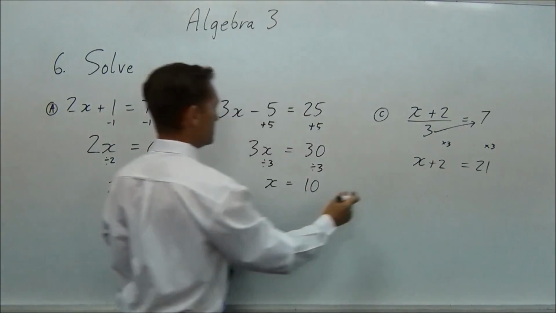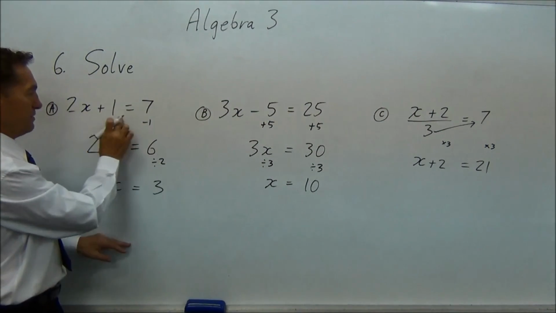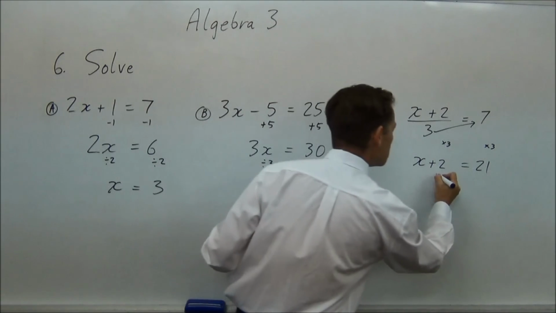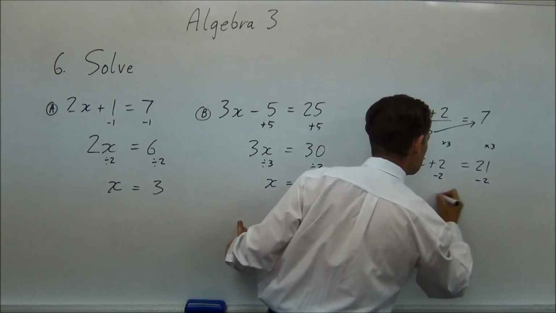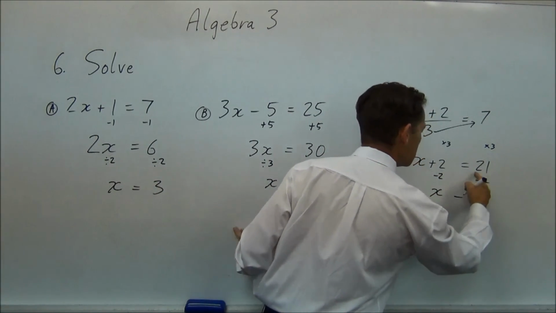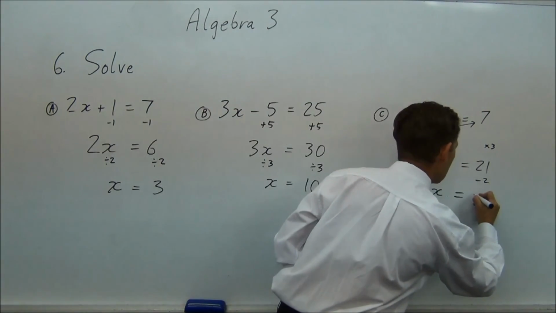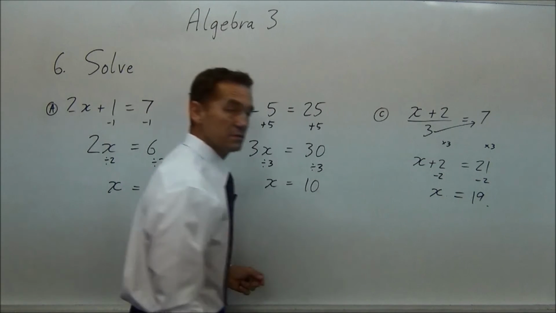I've got plus 2, same as what I had over here. So what did I do? I subtracted 1. So that's what we're going to do again. We're going to subtract 2, subtract 2. I'm just left with my x. 21 take away 2 is 19. And that's it, and you're done.